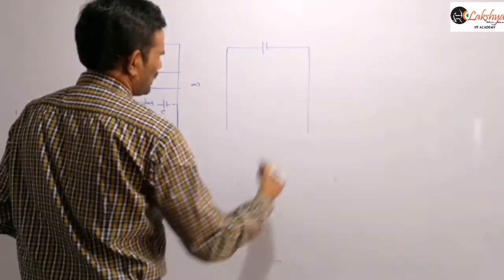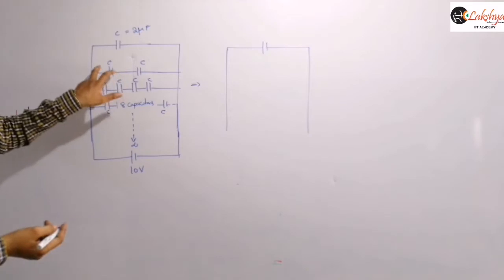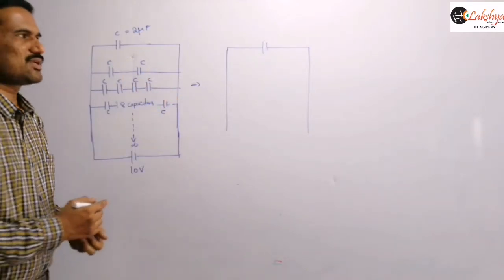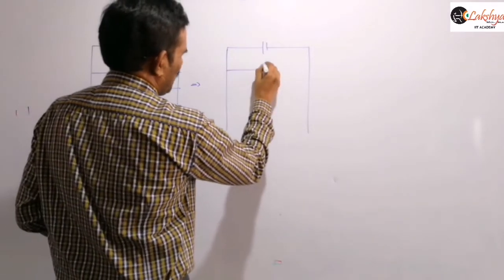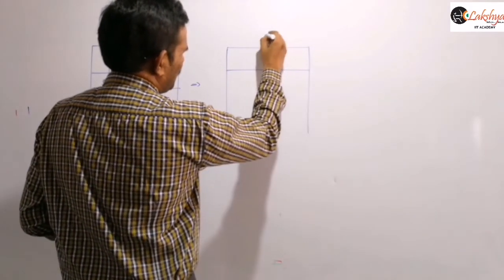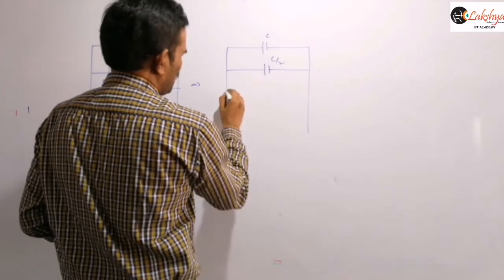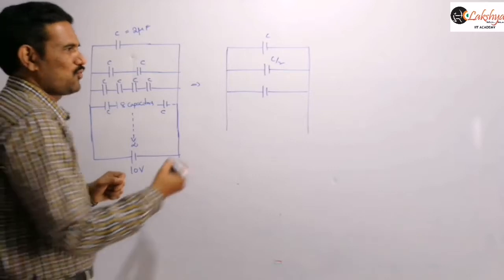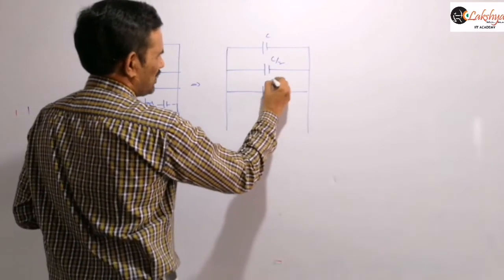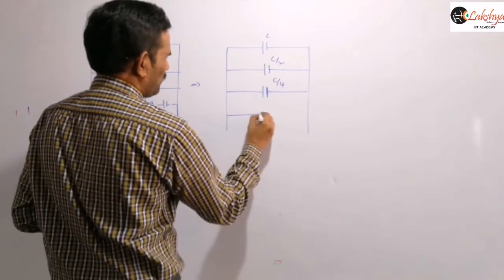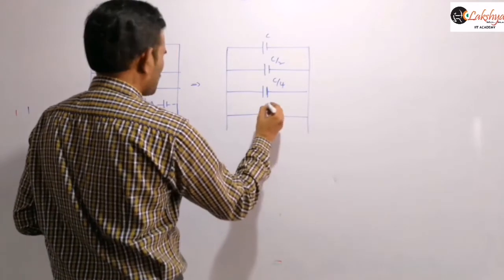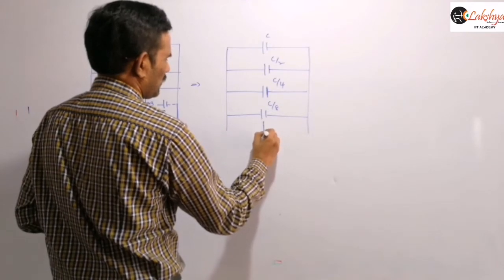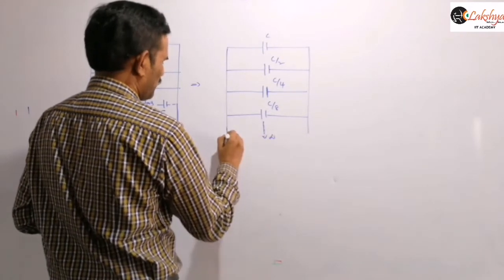Only that first single capacitor is there. Next, 2 capacitors are there in series, right? When 2 identical capacitors are in series, the effective capacitance you may write as C by 2. And in the next row, how many capacitors are there? 4 capacitors are there, so you can write this capacitance as C by 4. And next 8 capacitors are there, so you can write this as C by 8 and so on. This tends to infinity.